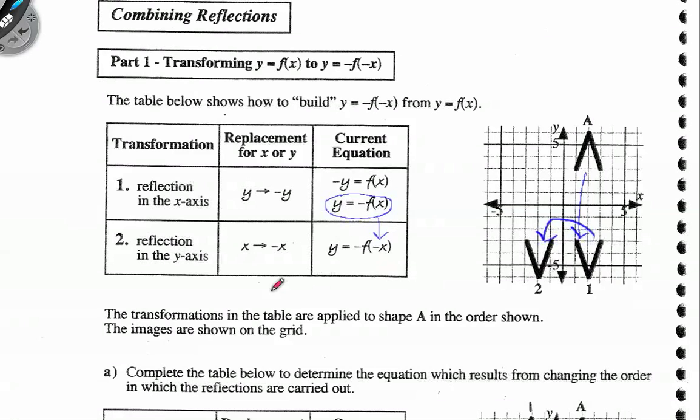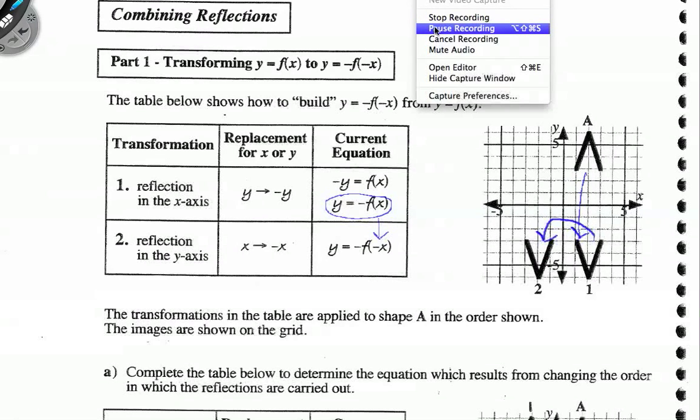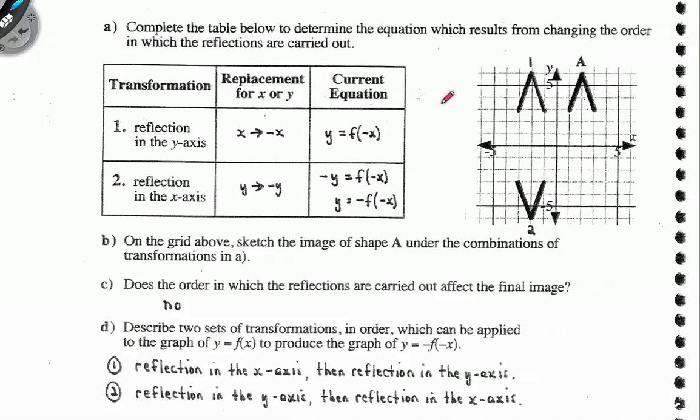Okay. Transformations in the table are applied to shape A in the order shown, and specifically that order. And I think if you change the order, it wouldn't matter. This would go over here, and then it would be reflected down here. Order does matter in some situations when we're doing all these transformations. We'll get to that later. Alright, in this part it says complete the table below to determine the equation which results from changing the order in which the reflections are carried out.